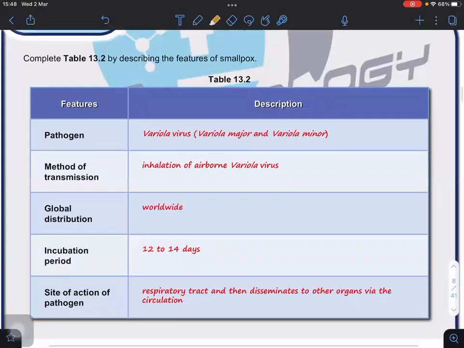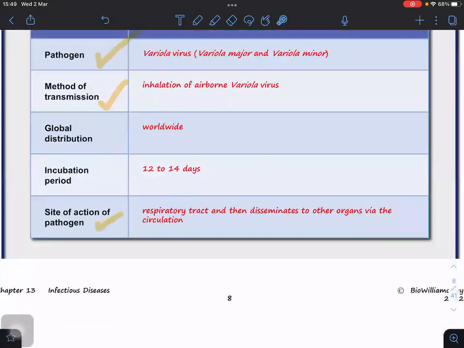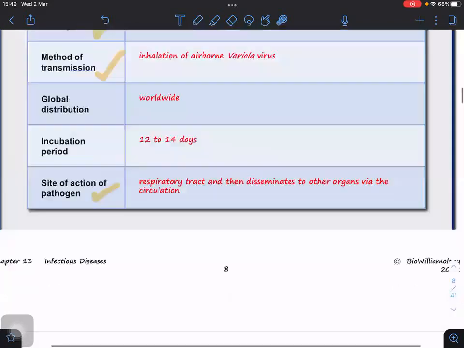So the features of smallpox, guys. Highlight: you need to know the name of the pathogen, you need to know the method of transmission, and you need to know the site of action or site of infection. These 3 only. The rest, no need. So we have variola virus as the name of the pathogen. Method of transmission: inhalation of airborne virus, coughed out or sneezed out by the infected person. Site of action: respiratory tract, and then it slightly spreads to other organs through the circulation.